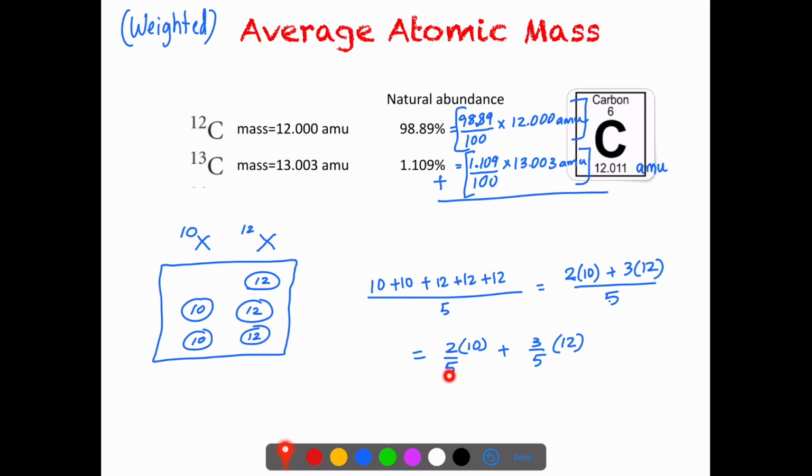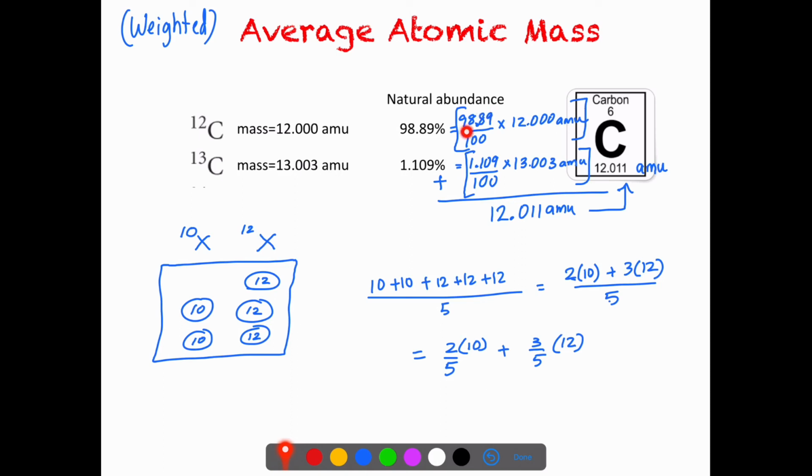You took the weight and multiplied it by the abundance, so 2/5, and you took this weight and multiplied it by the abundance and added them up. So this number, you can put it in your calculator and calculate the answer. It should be equal to 12.001 AMU. You should get an answer pretty close to what is listed in the periodic table. And that's how you do average atomic masses.